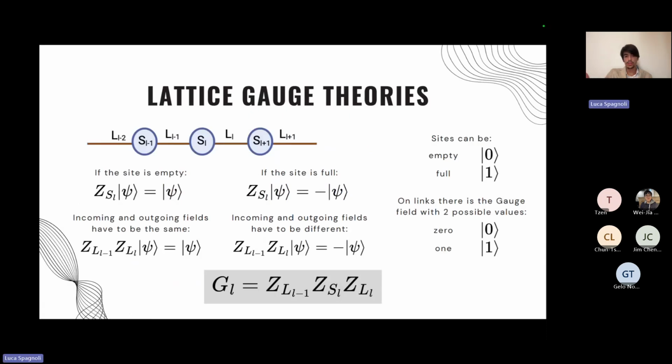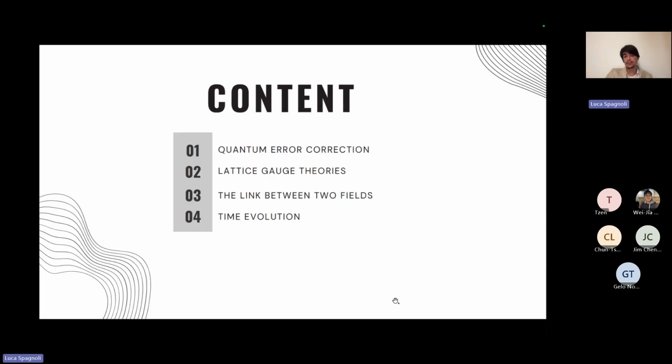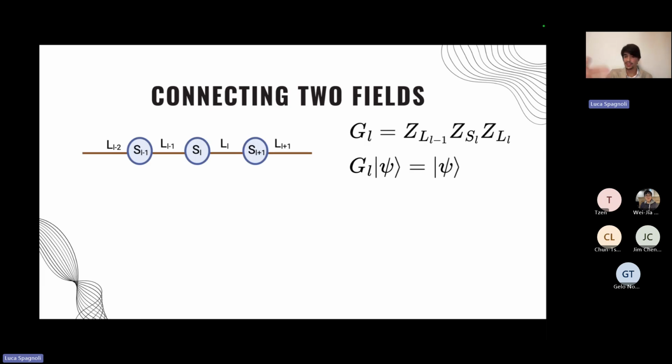So here I introduced the idea behind lattice gauge theories, this symmetry. And again, the connection is easy, right? This symmetry will be our stabilizer, or our set of stabilizers, if I consider one of these operators for every site. And so we can link the quantum error correction field to the high energy physics lattice gauge theories field.